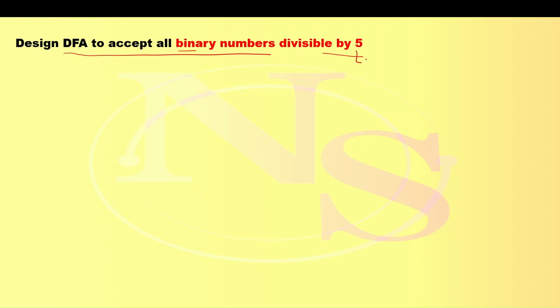Here, divisible by 5, so there will be 5 states. States will be like this: Q0, Q1, Q2, Q3 and Q4. So these will be the 5 states. Binary numbers they have mentioned, so we know a binary number consists of 0 and 1. So this will be our input set sigma.